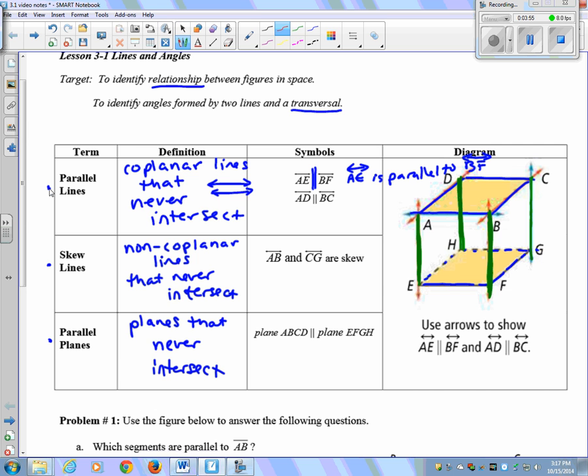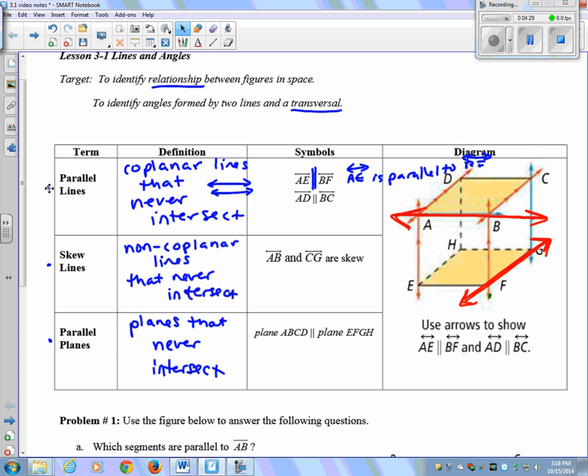Skew lines, an example would be two lines, or line segments, that are on different planes, so they're going in different directions, but they never intersect. Let's say FG would be skew to, say, AB, because FG is pointing from front to back, and AB is going from left to right, but they're on different planes, so they're never going to intersect each other.